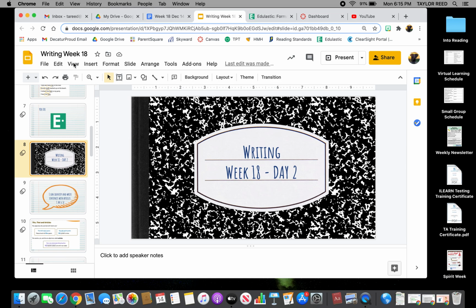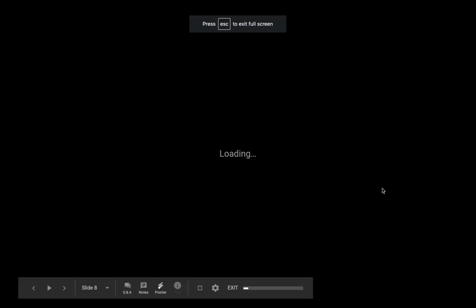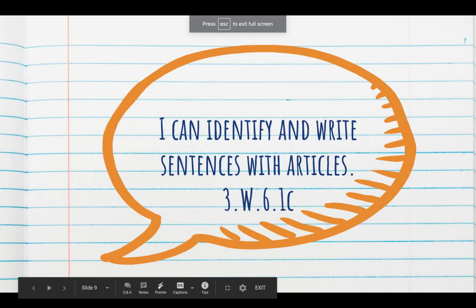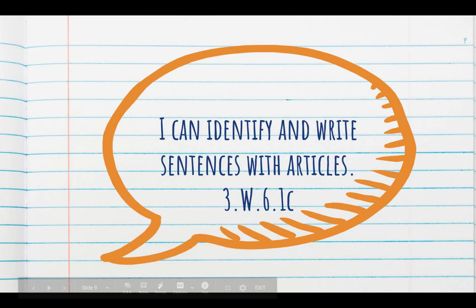This is Tuesday, December 15th's writing lesson. Our objective today is: I can identify and write sentences with articles.